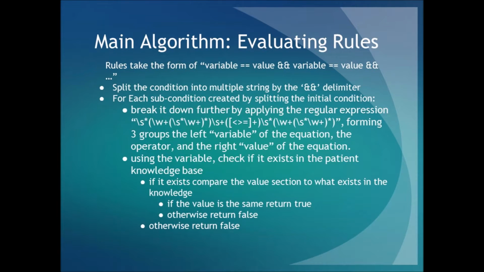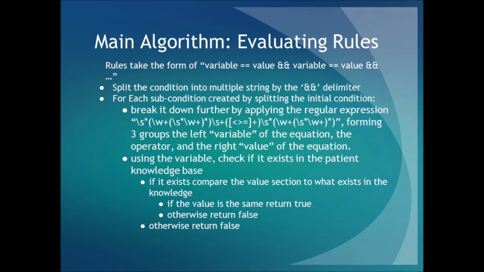This is the main algorithm of that process, evaluation of rules. Rules take the form of a string with multiple conditions, seen here. Each individual condition is separated by a double ampersand operator and takes the form of variable operator value. The first step in this algorithm is to split the condition into all subconditions based on that double ampersand operator. For each subcondition, we then break it down further using this regular expression. This will separate the condition into 3 groupings, the variable, operator, and value.